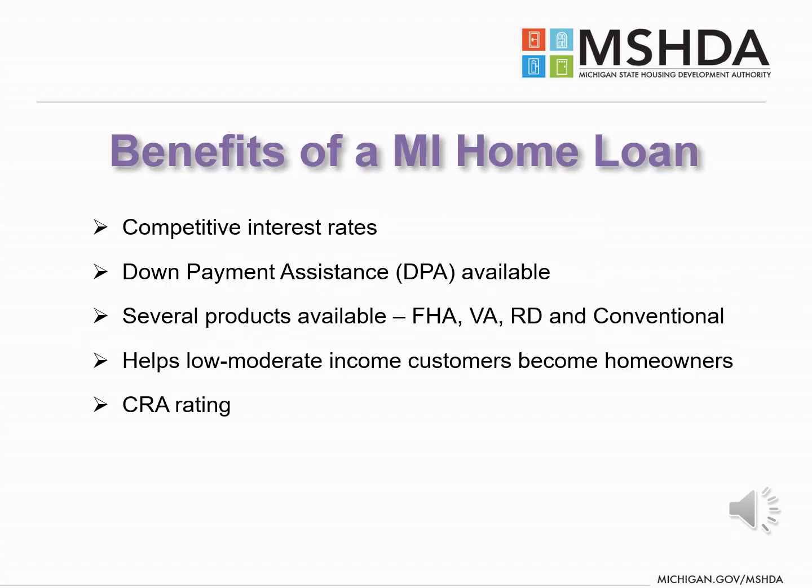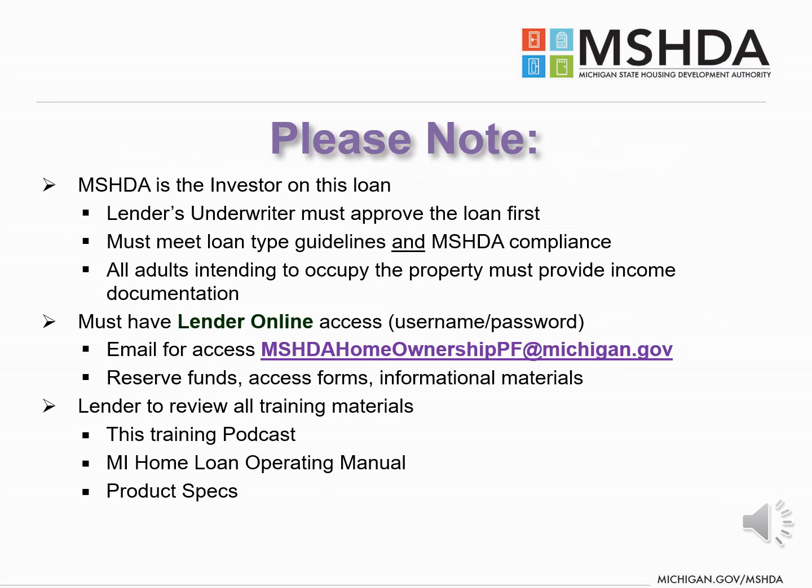Benefits of a My Home Loan include competitive interest rates, down payment assistance, multiple products available, helps low to moderate income customers to become homeowners, and it may help the lender's CRA rating. Please note, MSHDA is the investor on this loan. The lender's underwriter must approve the loan first. The loan and applicant must meet loan type guidelines and MSHDA compliance, and MSHDA requires all adults intending to occupy the residence must provide income documentation.